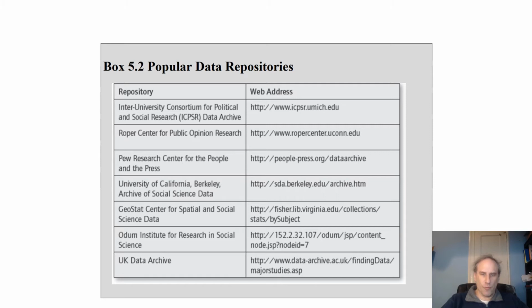There are things like the Roper Center for Public Opinion Research. You can see Pew Research Center for the People and the Press, which we've often referenced. This is important, and we're going to talk more about this. The University of California at Berkeley Archive of Social Science Data also stores the General Social Survey, and they have a very useful interface that we'll be using to access much of that data. There's also things like the UK Data Archive, with information about the United Kingdom that may be of interest, and a whole range of others.